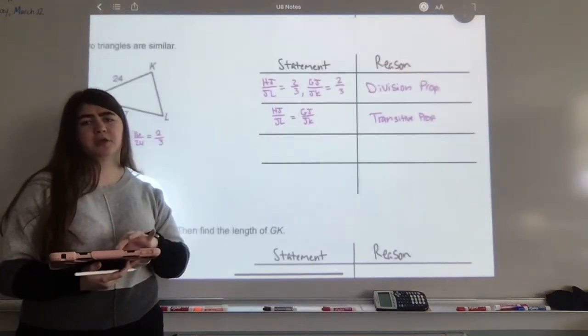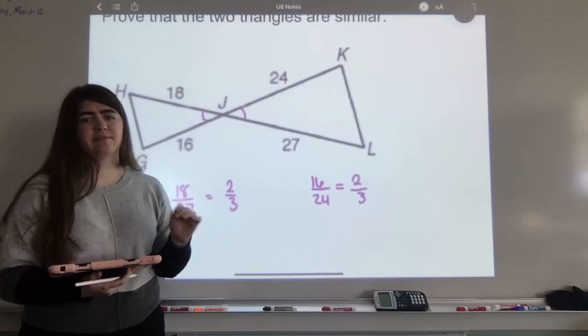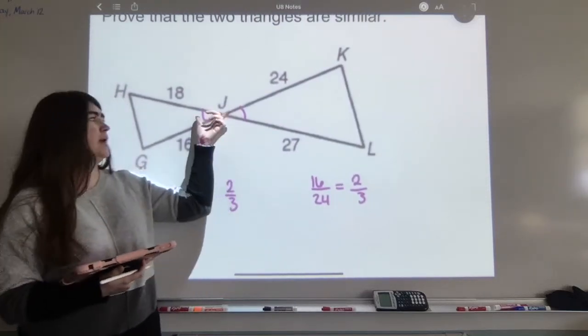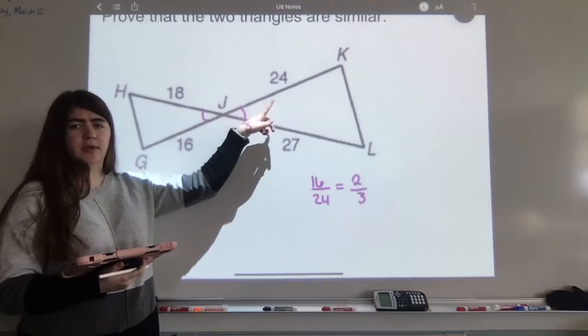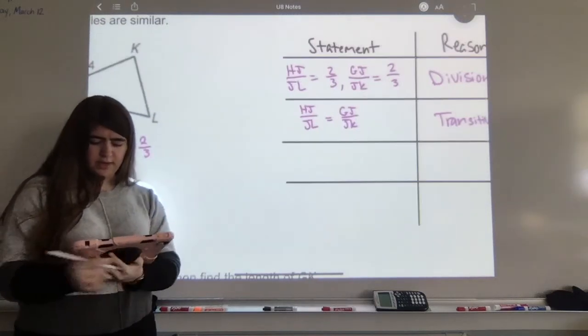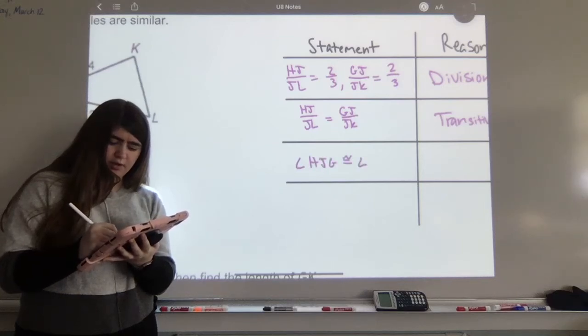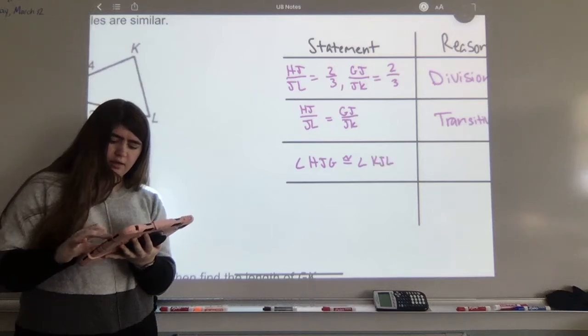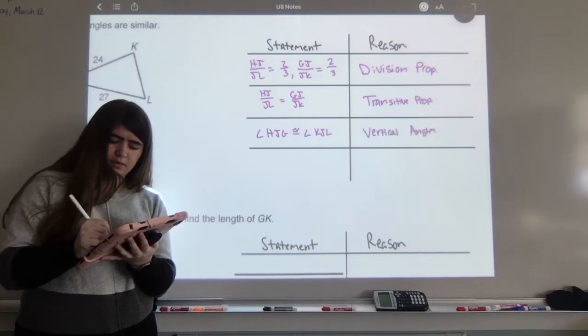I acknowledged in the picture earlier that I have these vertical angles right in the center, so the next line of my proof is going to be acknowledging that these two angles are vertical and are congruent. So angle HJG is congruent to angle KJL because of the vertical angles theorem.